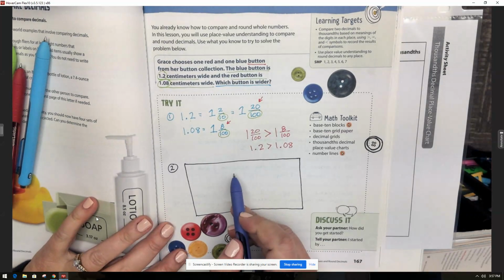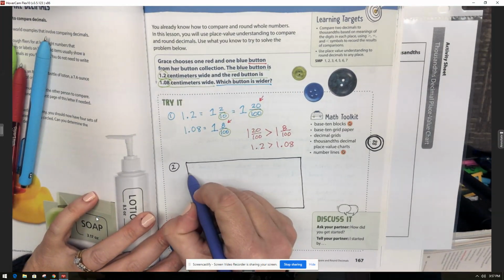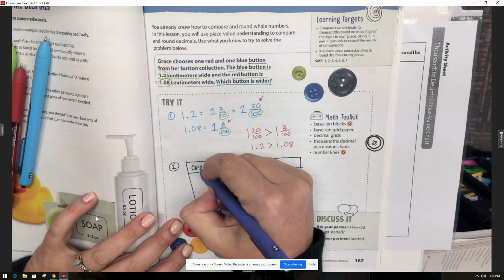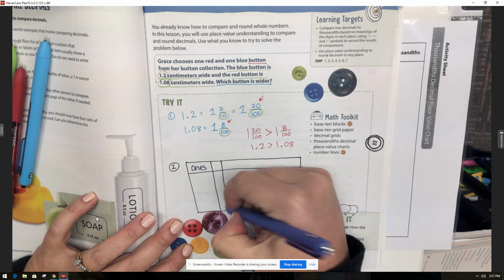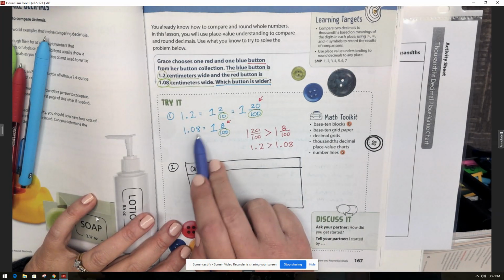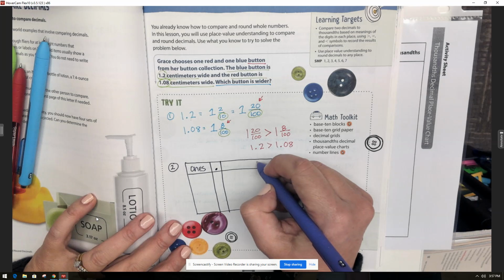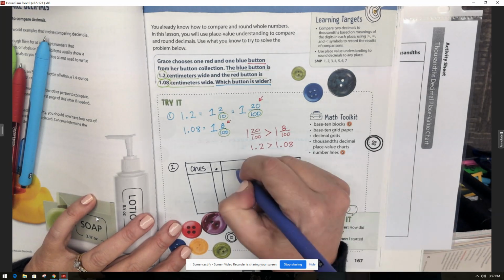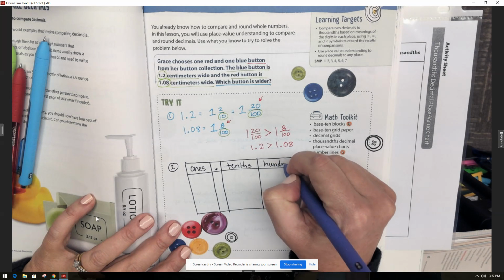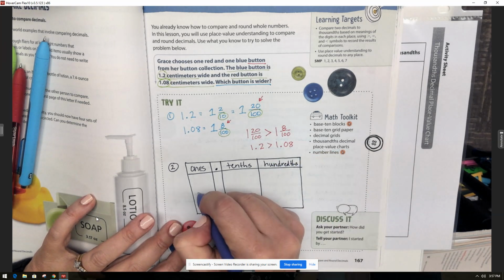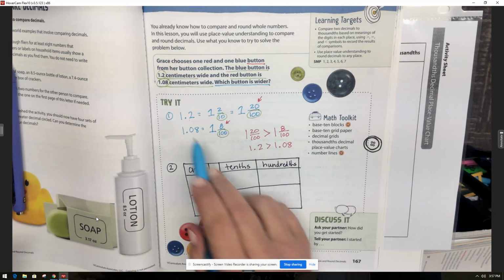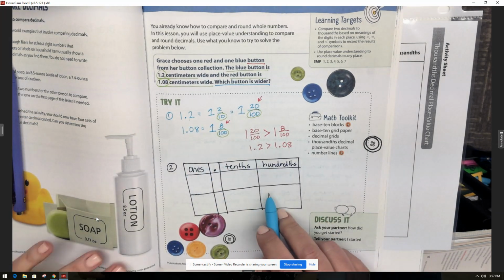So I have my place value chart. I am going to break this apart. I know that I have ones. I know that I am going to have a decimal point. And then I know that I have tenths, and I know that I at least need to go out to hundredths. So I need to go out 2 places. So I'm going to have tenths, and I am going to have hundredths. And then I'm simply going to write each of these decimals into the place value chart.